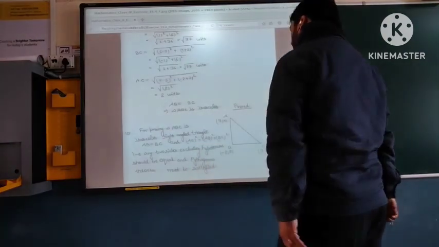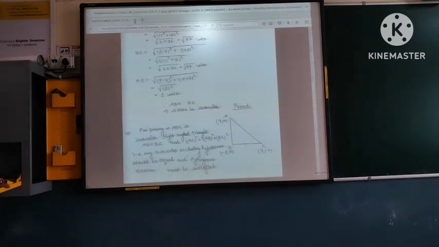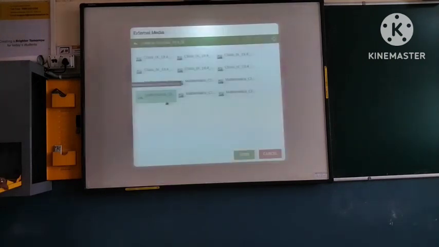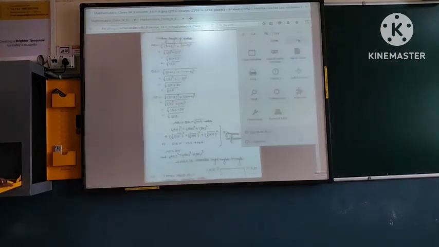Okay, this is question number 18. So 18th question says what? 18th question is also regarding that only, proving that a given figure is an isosceles right angle triangle. Again, all these things, isosceles you can prove by proving the sides are equal.